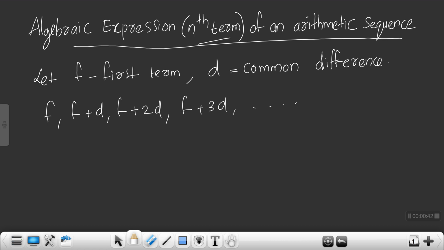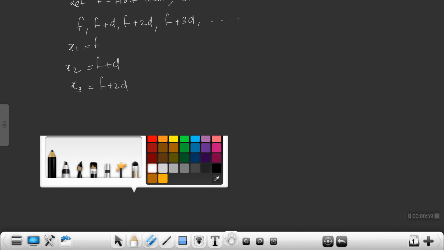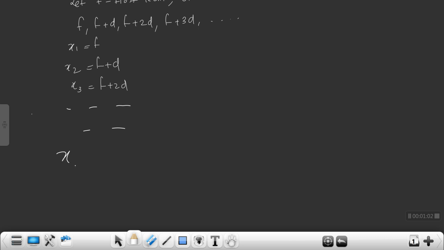If we denote the terms as x1, x2, etc., xn, we can write x1 is f, x2 is f plus d, the third term x3 is f plus 2d. Continuing like this, x10, the 10th term, can be written as f plus 9d. x15, the 15th term, can be written as f plus 14d.